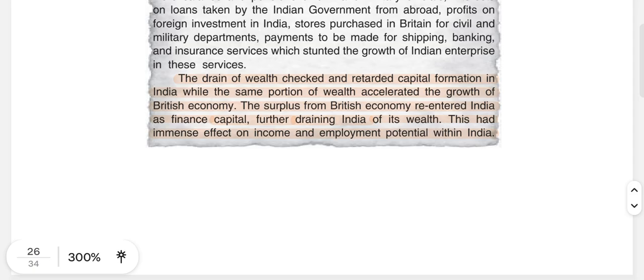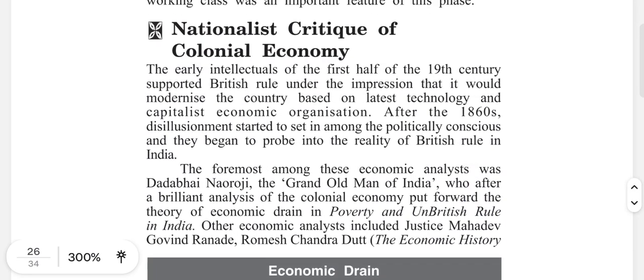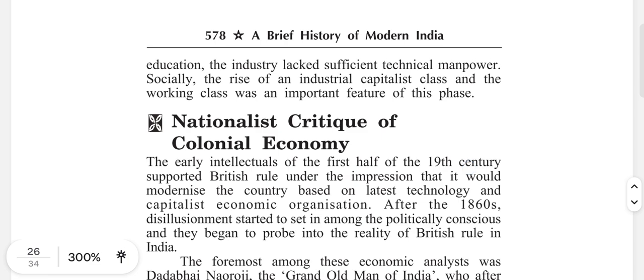This had an immense effect on income and employment potential within India. Education and industry lacked sufficient technical manpower. Socially, the rise of an industrial capitalist class and working class was an important feature of this phase.